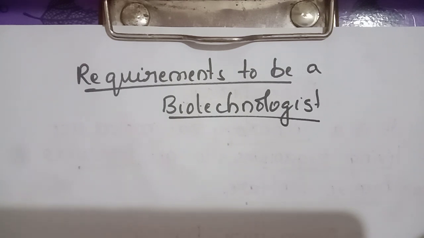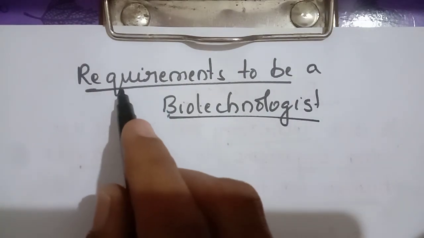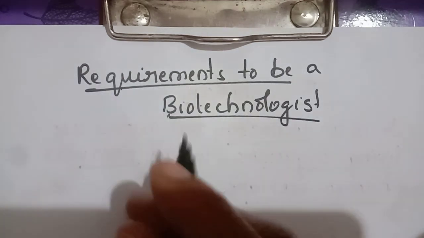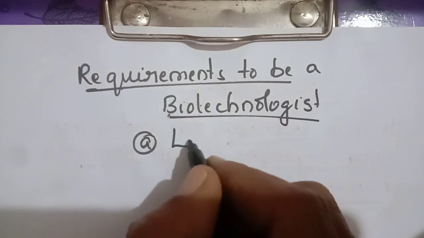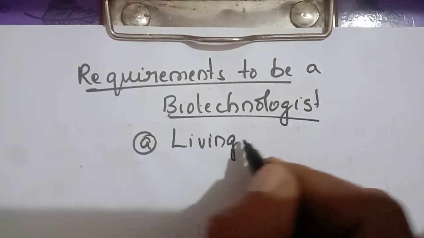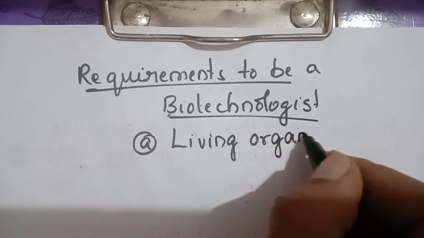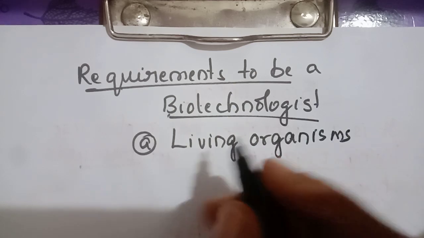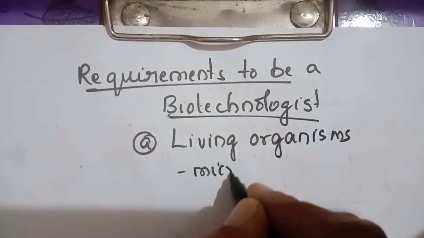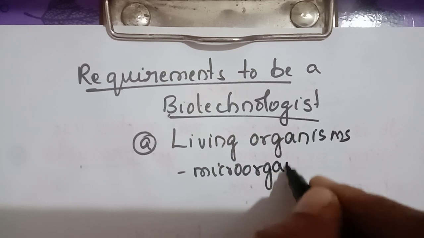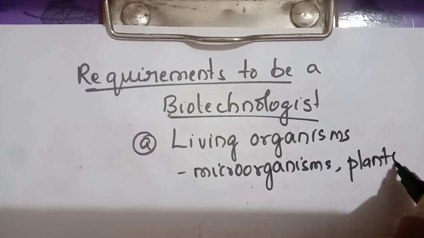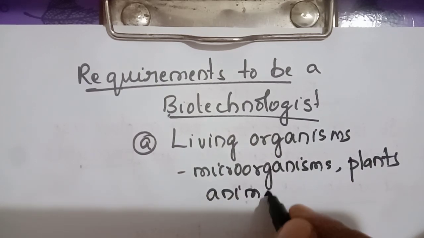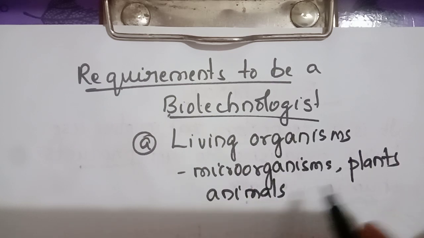First, to be a biotechnologist, what are the things you need to know? Biotechnology is a technology that uses living organisms. That means we should know about living organisms. Can you name some living organisms? Yes, we can have microorganisms, plants, animals. Anything which has life is known as a living organism.